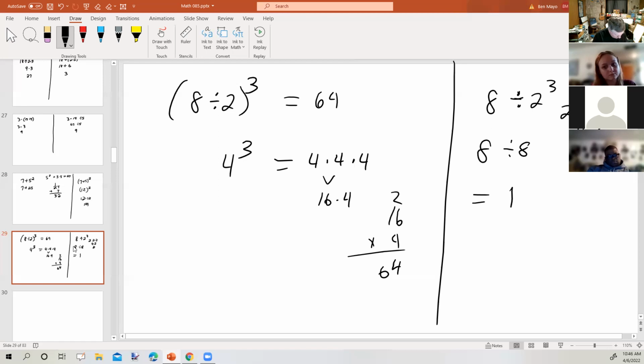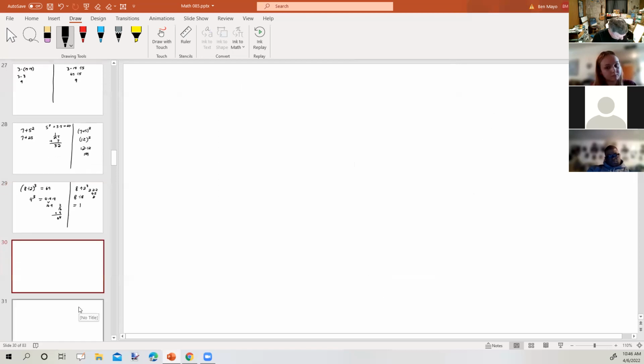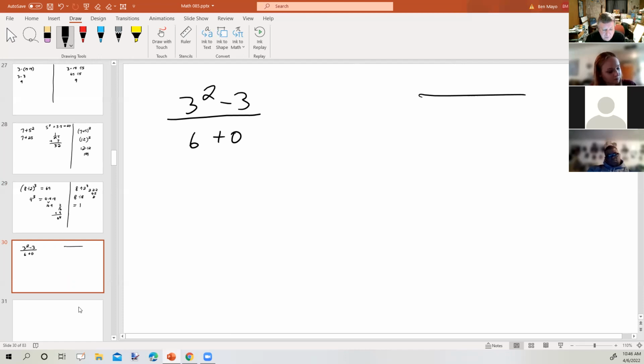Okay. What about this problem? 3 squared minus 3 over 6 plus 0. All right. Now, a fraction bar, among other things, is a grouping symbol. It separates the numerator from the denominator.